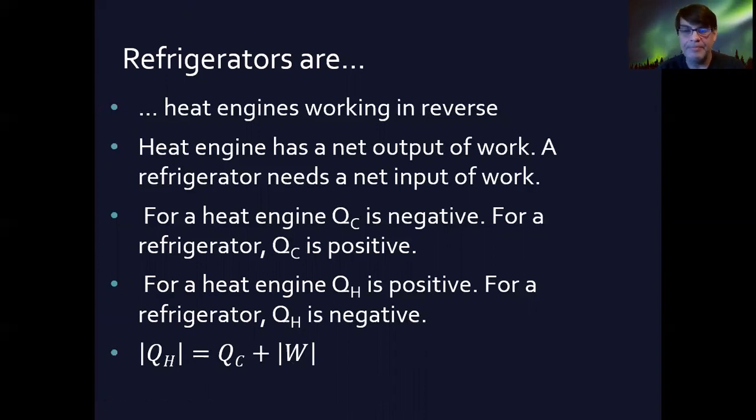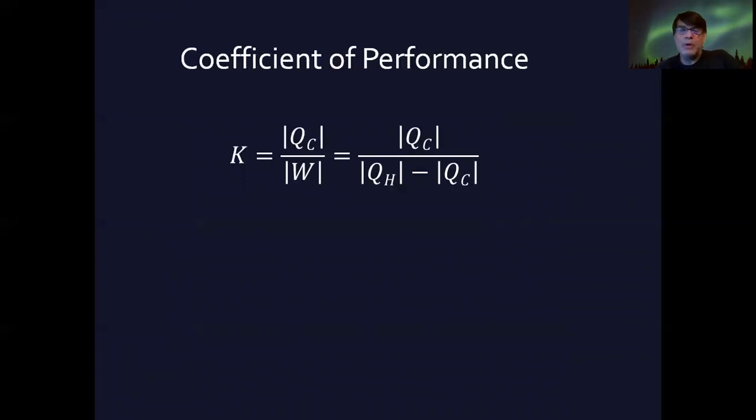Okay, so we have a spec called the coefficient of performance. That's how well we're doing with this sort of thing. The coefficient of performance is a dimensionless number. It's not joules, it's nothing like that. It's just a pure number. It's going to be the absolute value of the amount of heat you're pulling out divided by the amount of work it takes to pull it out.